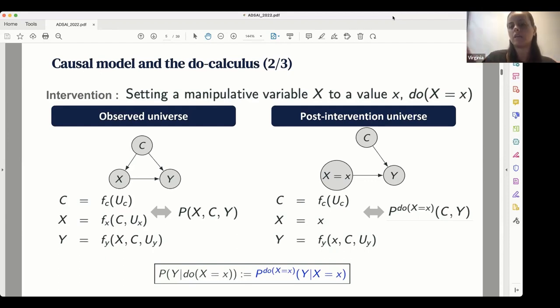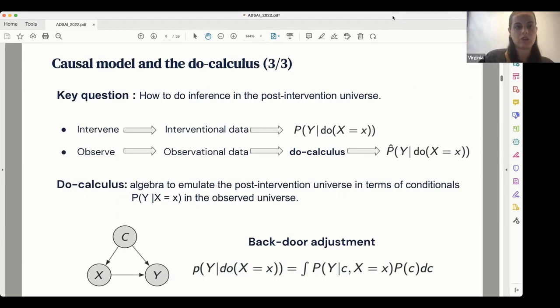And what we are interested in is the interventional distribution, because it allows us to reason about the effect of actions. So how do we do inference in this interventional distribution? Either we intervene and collect data from the intervened system, which allows us to estimate this interventional distribution directly, or we observe, we collect observational data, and we use the do calculus to get an approximation of the interventional distribution. For this talk, it's important to know that the do calculus is a set of rules that allow us to emulate the post-intervention universe in terms of distributions that can be estimated in the observed universe.